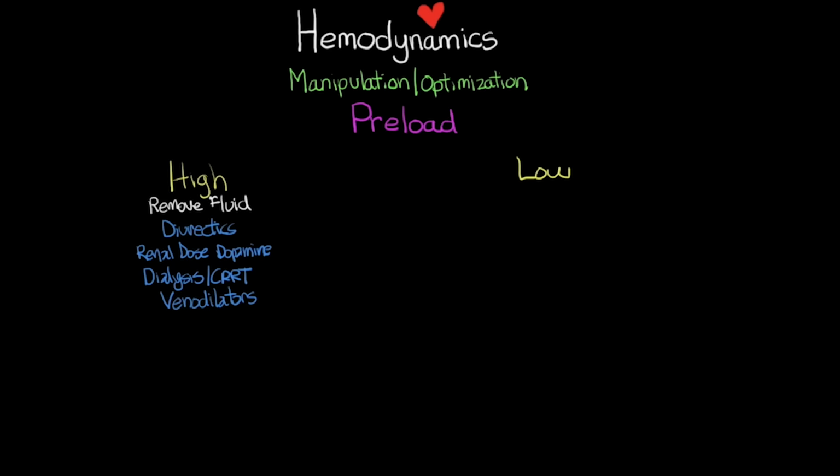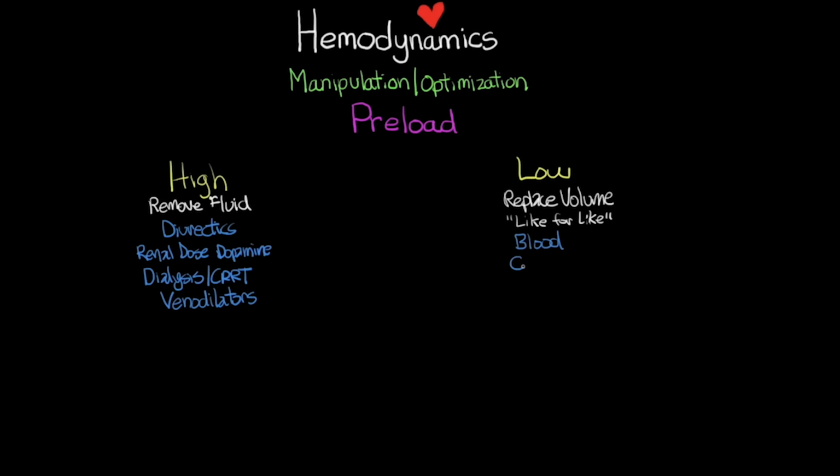Now, on the other end, if you have a patient that has low preload or low volume, then you simply need to replace the volume. And this we're going to want to do in a like for like fashion. What I mean by that is wherever your fluid volume loss is coming from, replace it with a similar fluid. So if your patient is bleeding, you want to give them blood.